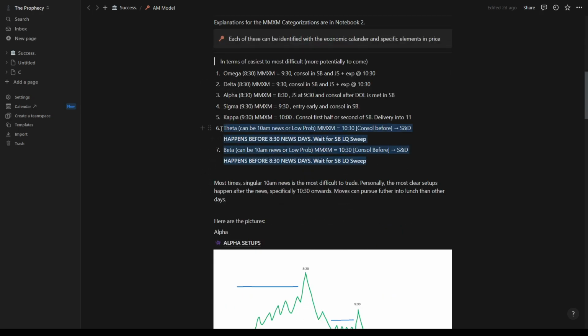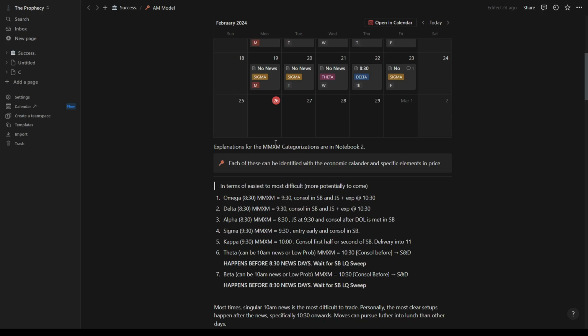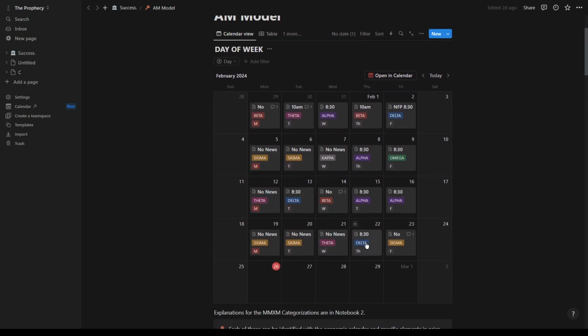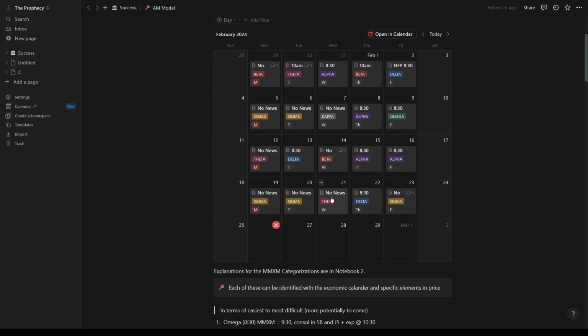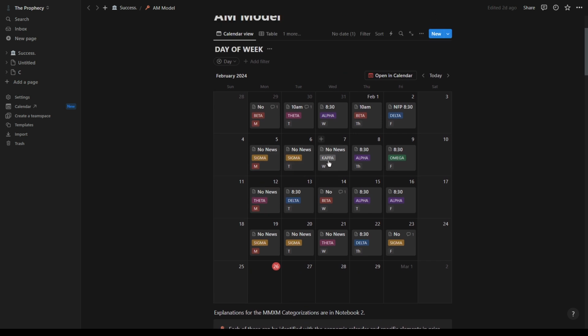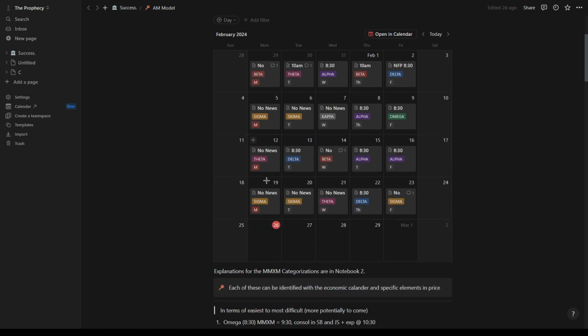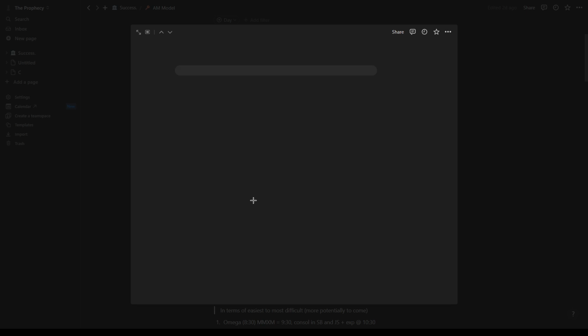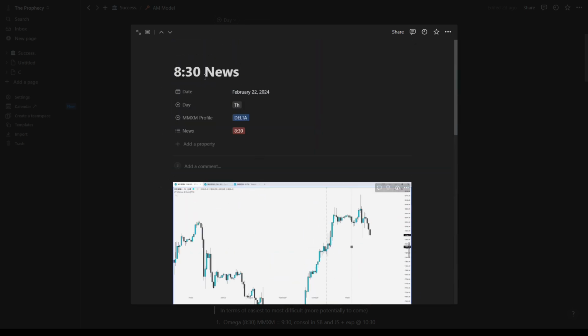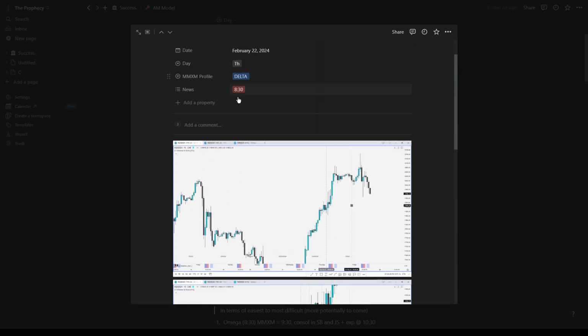And these lowest probability ones are going to happen before we have 8:30 news. So if we look at 8:30 news, we have a low probability day here, low probability day here, and here, not too much, but low probability days before 8:30 news are common. That doesn't mean you can't trade it, but it does mean that you have to be careful in the AM sessions. So if we go to a random screenshot here, by the way, a lot of these 8:30 news days will have very similar profiles.